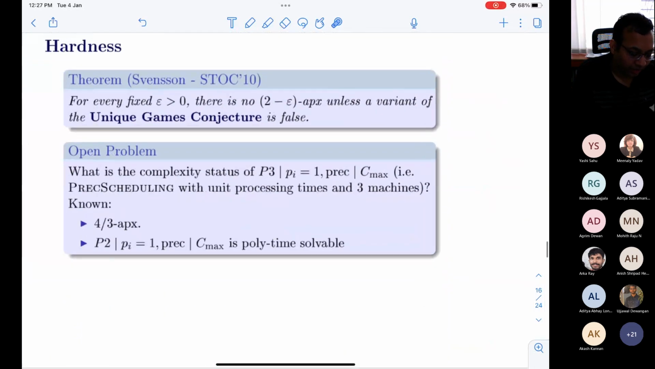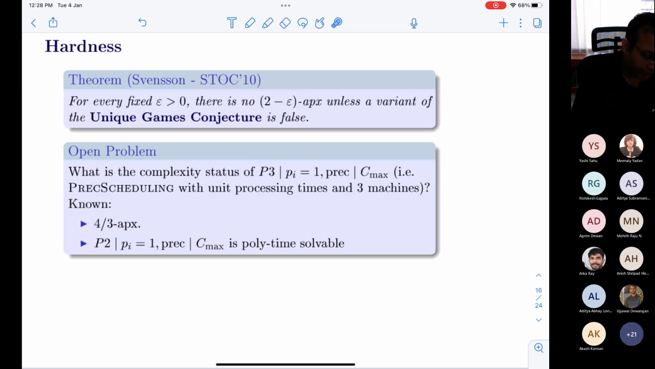In the sense that even this question is open. If you have only 3 machines, so P3 means only 3 machines, and p_i equal to 1, that means all the jobs have unit processing time, and there is a precedence constraint, then what is the best you can do? There is a 4/3 approximation here, but it's not known if you can do better than this or not. The difference with the previous one, which was for general m, so the number of machines was not constant. Here the number of machines is only 3, and also that one was for general processing times. Here it's the same processing time for all the jobs, p_i equal to 1 for all. But even in that case, 4/3 is the best known.